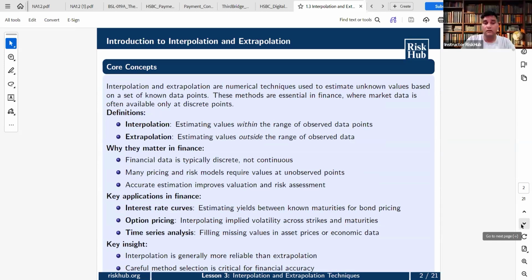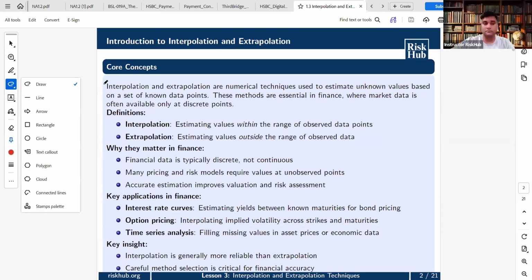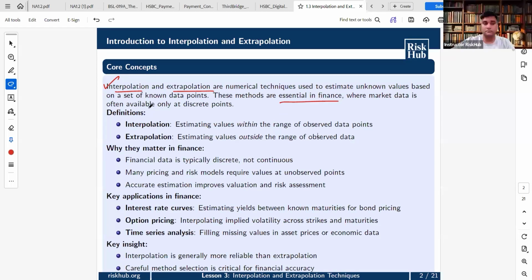Let's look at the core concepts. Interpolation and extrapolation are numerical techniques used to estimate unknown values based on a set of known data points. These methods are essential in finance because market data is often available only at discrete points. Definitions: interpolation is estimating values within the range of observed data points; extrapolation is estimating values outside the range of observed data, which we know.